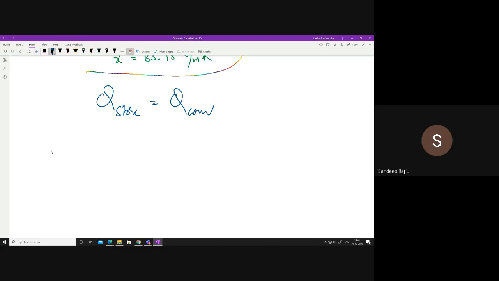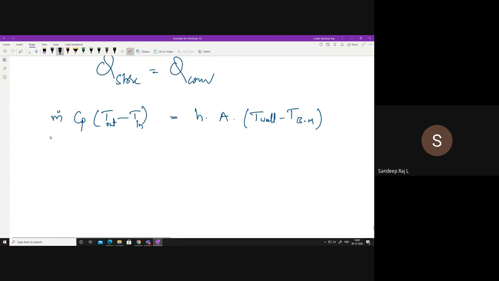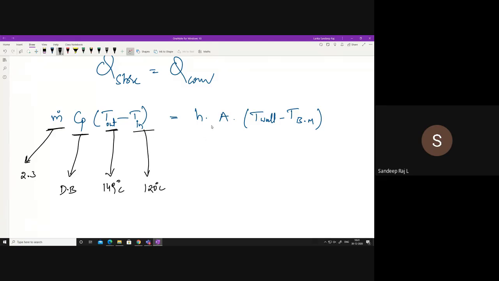So we do that. What you get on this side is m dot into Cp into T out minus T in is equal to convection H into A into delta T. Here the delta T is T wall minus T bulk mean. What is the delta T here? Higher minus lower. T out is higher and T in is lower. T in is 120 degrees centigrade. Let me write all those values here. The m dot value is given in the question as 2.3. Cp you have to get from the data book. T out is 149 degrees centigrade.